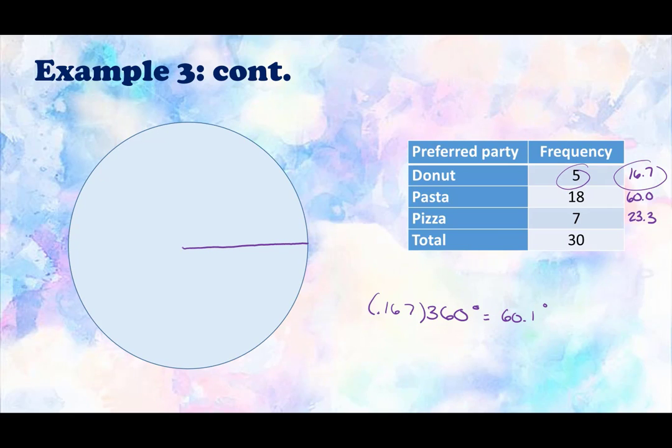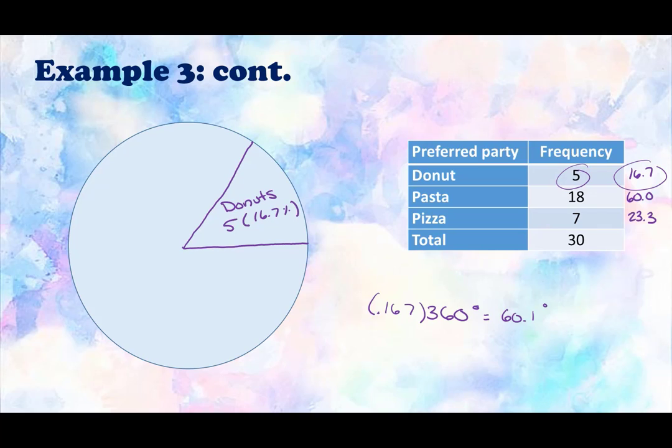Now we need to measure what 60.1 degrees looks like, and I'm just going to graph what I think 60.1 degrees looks like. You could get out a compass, or use some sort of software. Excel makes beautiful pie graphs, but if you're going to do it by hand, it's really useful to know this. So this right here is donuts, with either 5 or 16.7%.